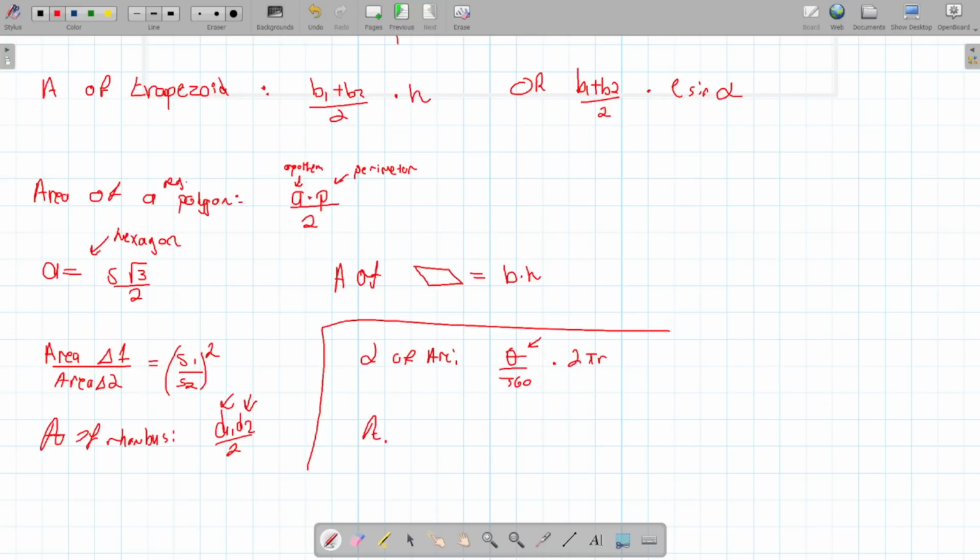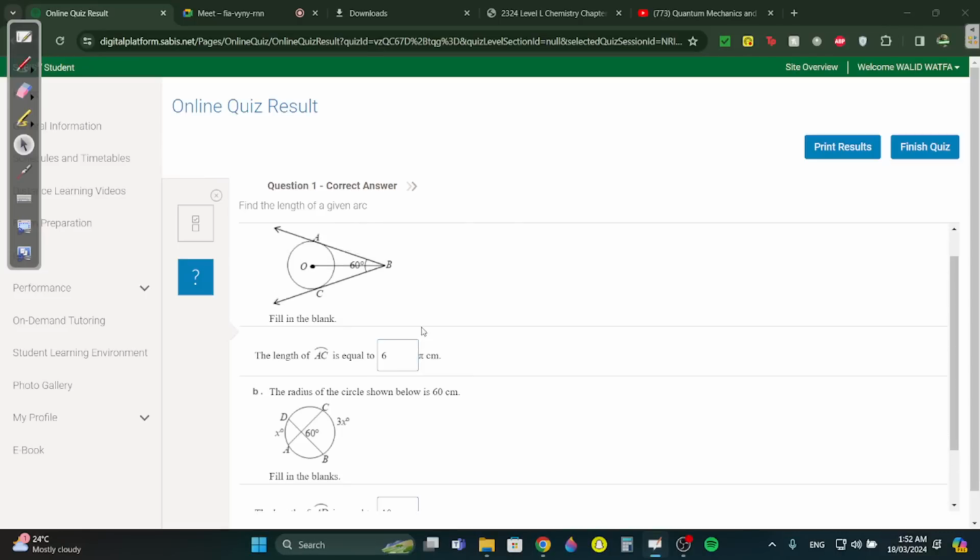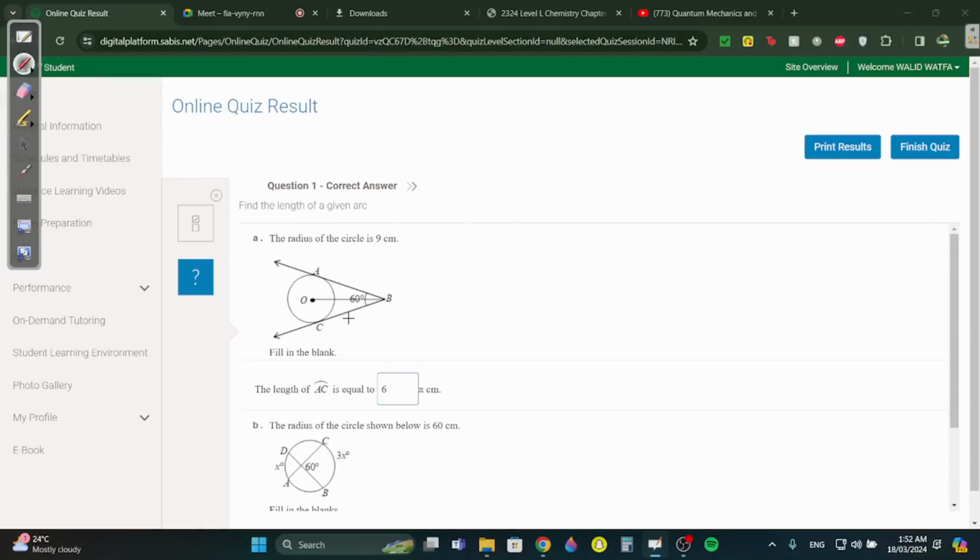The area of a sector is theta over 360 times pi r squared. Circumference equals 2 pi r. Area is pi r squared. Okay, let's start. The length of arc AC.